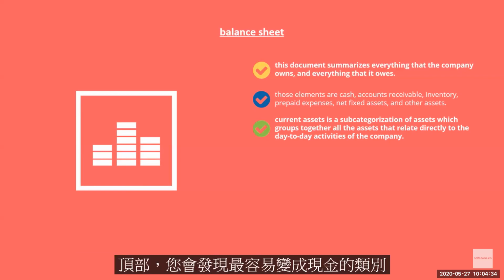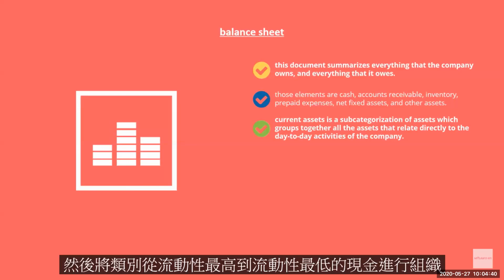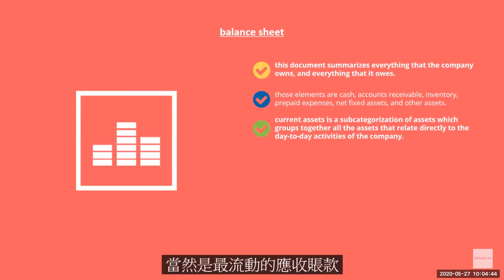At the top, you will find the categories that are the easiest to turn into cash. They are also called liquid assets. Liquid means that it is easy to trade. The categories are then organized from the most liquid to the least liquid. Cash, of course, is the most liquid.